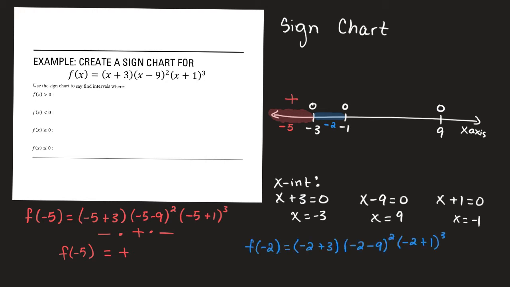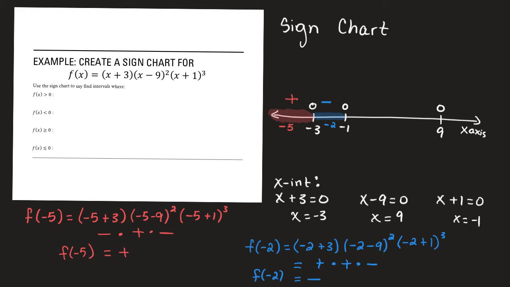Okay, talking through my signs here, negative 2 plus 3 is a positive number times negative 2 minus 9 is negative, but when that's squared, it will become positive. And negative 2 plus 1 is negative. A negative number cubed is a negative number. So this is a positive factor times a positive factor times a negative factor. This would result in a negative sign. So f of negative 2 is negative. That means that whole section is negative.